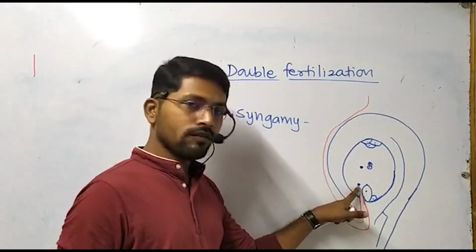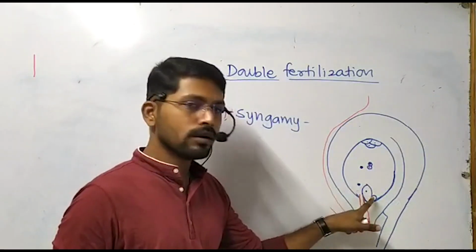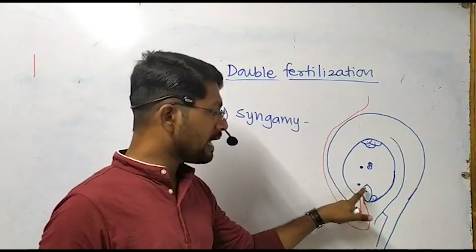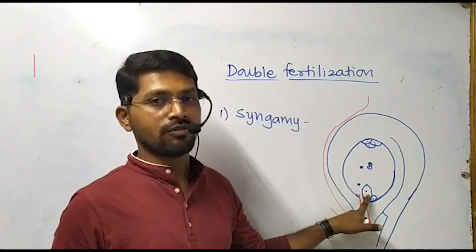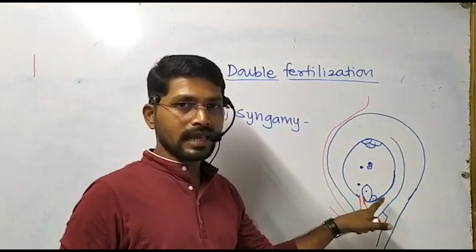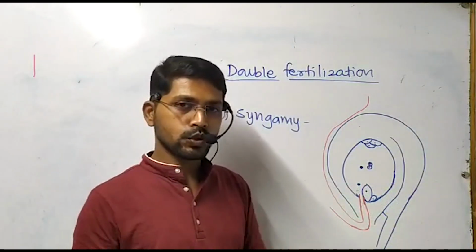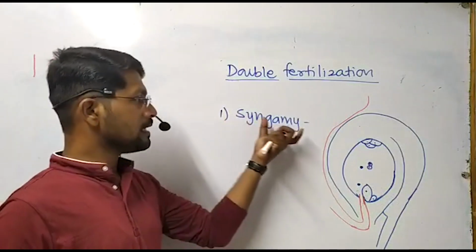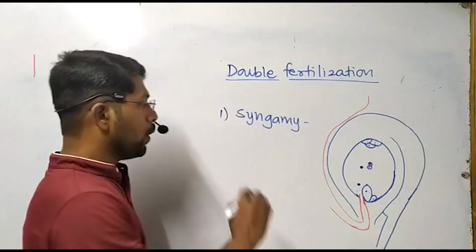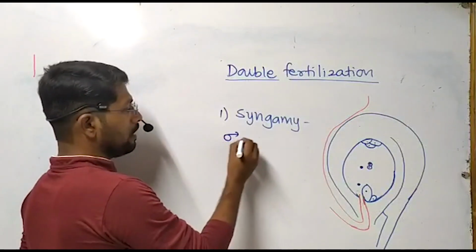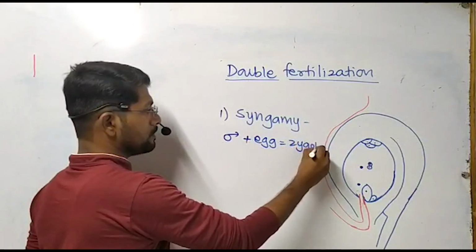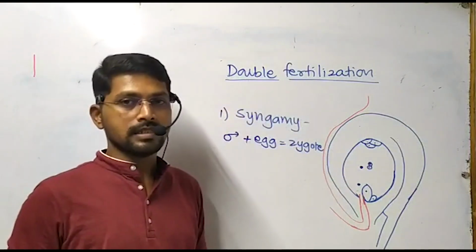Now, one of the two male gametes will come in contact with the female gamete, which is nothing but the egg, and fusion of the male gamete with the egg is responsible for formation of the zygote. The male gamete and the female gamete, that is the egg, are both gametes and they show fusion, and therefore the first event, the first step in double fertilization, is called syngamy, where the male gamete fuses with the egg to produce the zygote. So this is the first event.